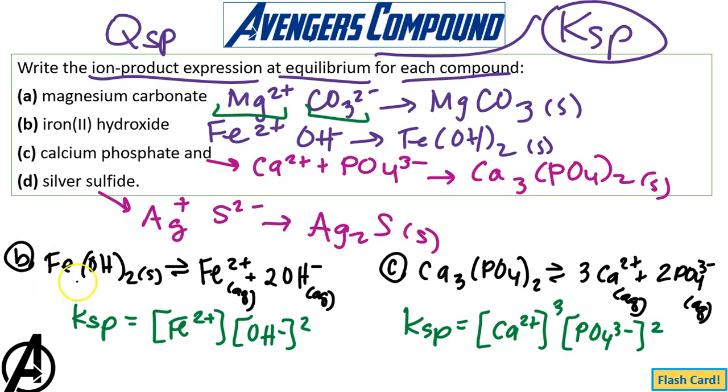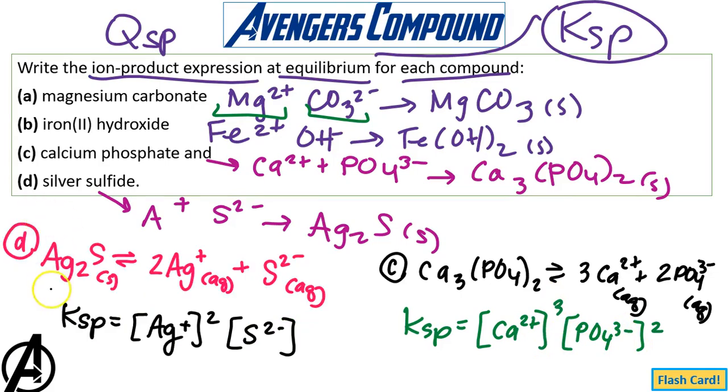Let's go on to letter B. For letter B, we have Fe(OH)2 solid in equilibrium to form Fe2+ and 2 OH- so that we can have everything balanced. Therefore, the Ksp expression is going to be simply the products here, Fe2+ and then OH- raised to a power of 2. For letter C, we have Ca3(PO4)2 in equilibrium to form 3 Ca2+ and 2 PO4 3-. Of course, everything's already balanced here. Therefore, the Ksp expression is going to be Ca2+ raised to a power of 3 and PO4 3- raised to a power of 2.